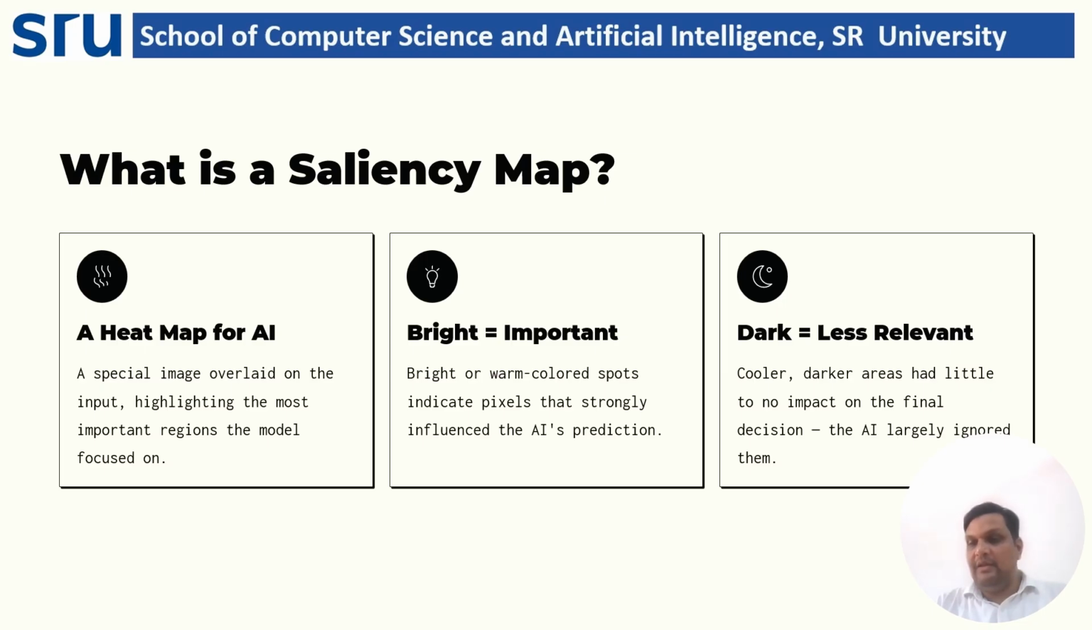So we can say that, in other words, a saliency map is essentially a heat map over an image. Bright areas show what AI considered important. Dark areas show what it ignored. It is like highlighting the AI's attention.